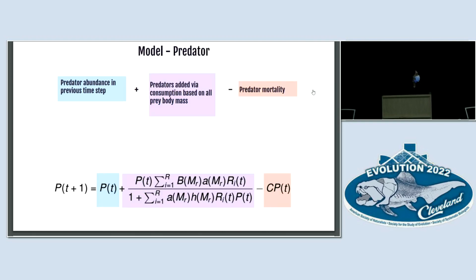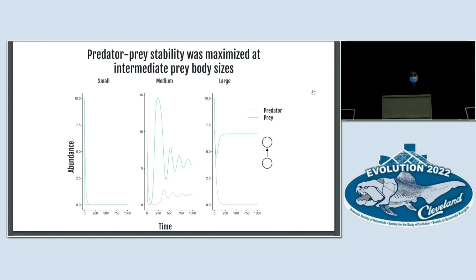Similarly, the predator abundance was determined by the predator abundance in the previous time step, plus new predators added via the consumption of all of its prey, minus predator mortality. As you may notice, all of the parameters in this model depend on the prey body mass. That's really the only toggle. So what happens when we look at this model? The first thing I want to look at is when we have one prey and one predator.